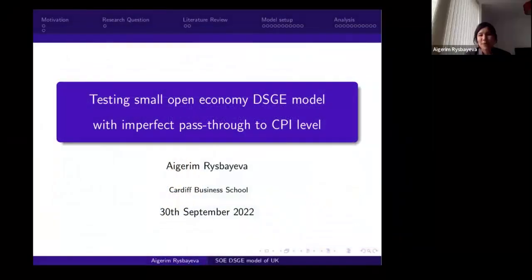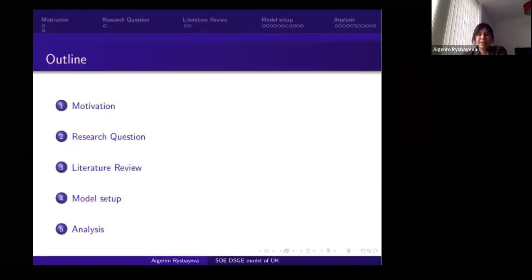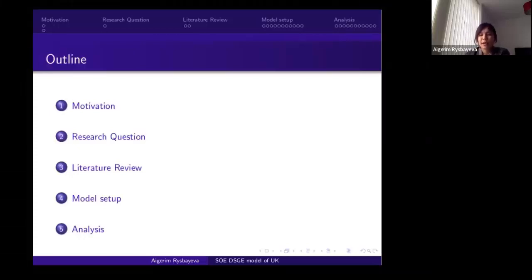So today I'm going to present my PhD thesis, which I completed last year. This is about testing a DSGE model for the UK economy, where we have imperfect pass-through of exchange rate to CPI price level. Today my presentation has 5 parts, so I'm going to start with motivations.